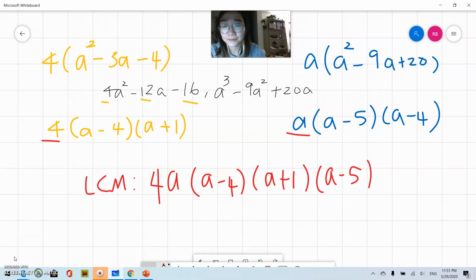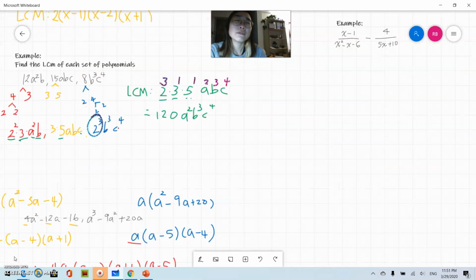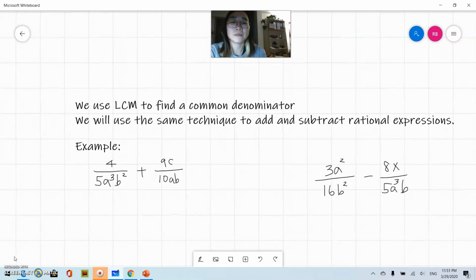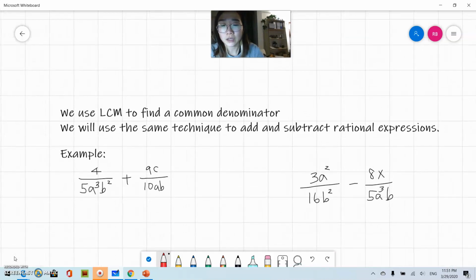Okay. So why do we find the LCM? When do we use the LCM? If you think about adding two fractions, I'm going to show you a regular number example, like 1/2 plus 2/3.